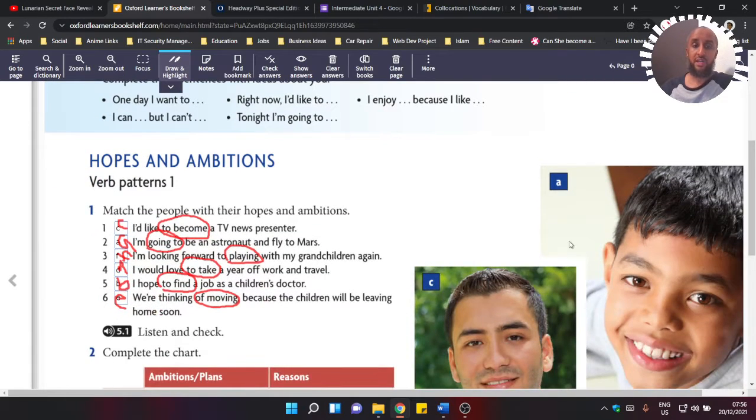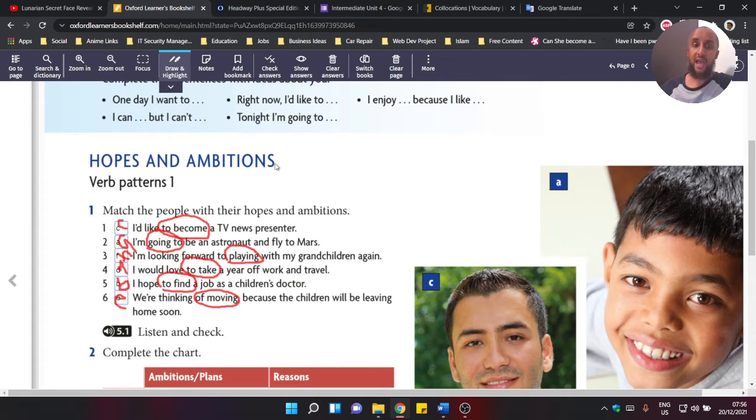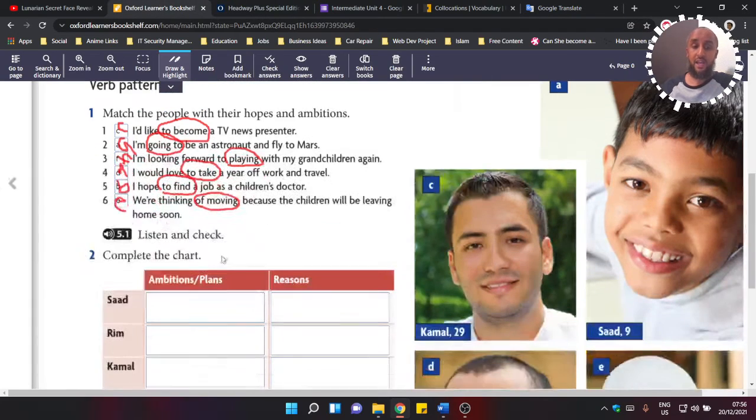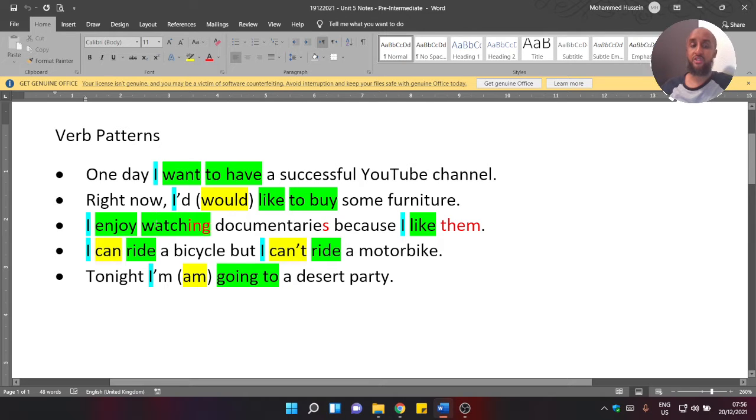All right, so yesterday we did a bit of starter. We also looked at some of these people. We looked at their hopes and ambitions. In Arabic, I think hopes and ambitions translates to amalun wa tumuhat. This is the closest translation I can find with Google Translator. So that's the idea. We head back, and if you remember as well, we did these exercises, and I wrote some answers to some questions in the book as well.